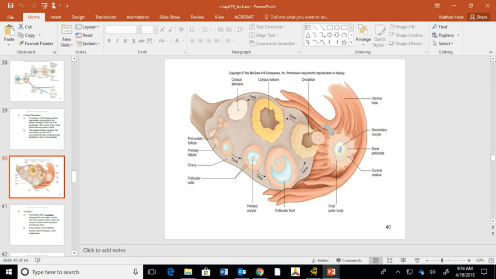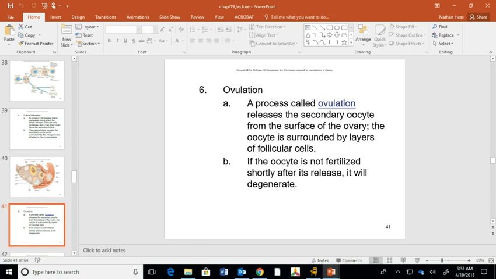From these primordial follicles, over time, maturing into this egg that is ready to be released. So ovulation is that process of actually releasing the egg from the ovary. And this is what happens each month. One ovary, usually left side 1 month, right side the next month. They just kind of go back and forth between each other.